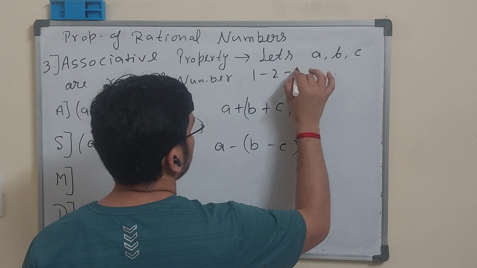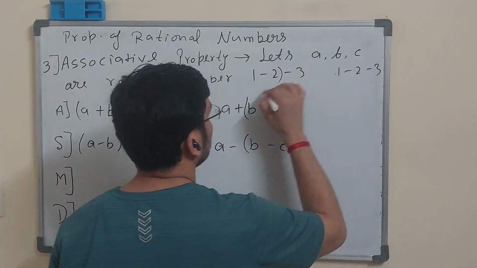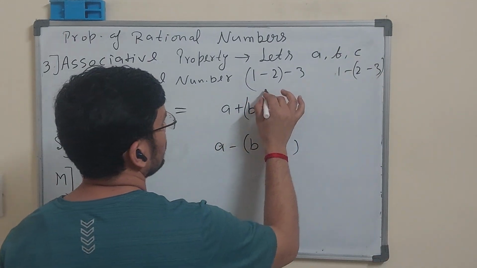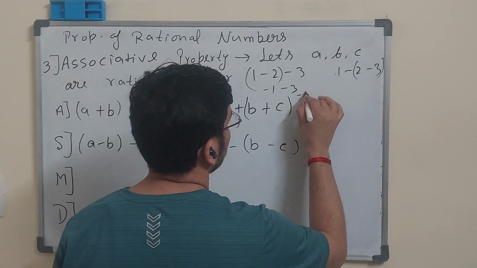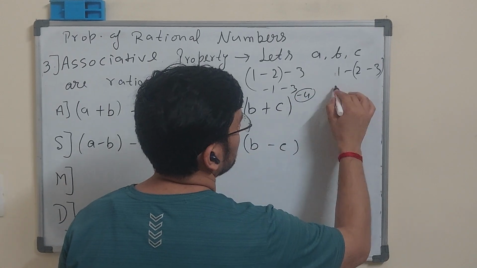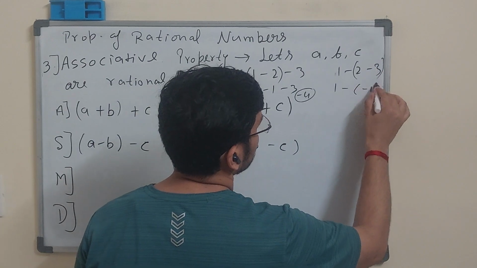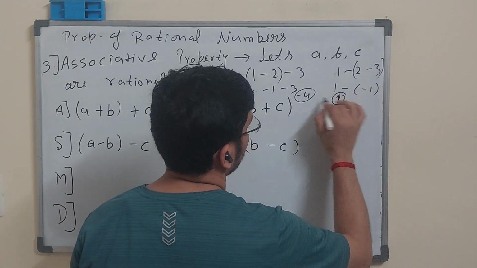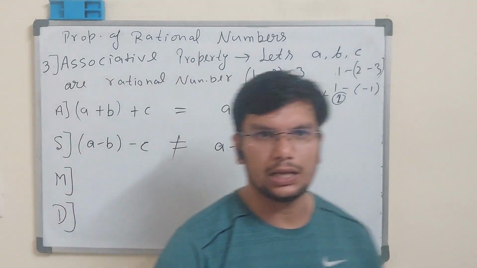1 minus 2 minus 3, 1 minus 2 minus 3, with brackets. Okay, 1 minus 2 how much? Minus 1, minus 3. Minus 1 minus 3 is minus 4. Now the other side: 1 minus (2 minus 3), 2 minus 3 is minus 1. Minus minus plus, so 1 plus 1 will be 2. Minus 4 is not equal to 2, so this property is not valid.